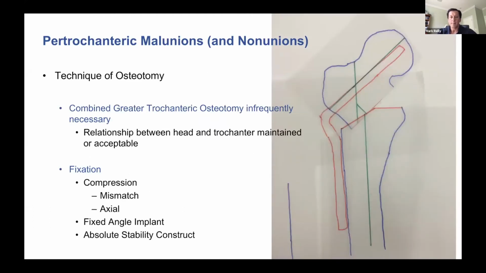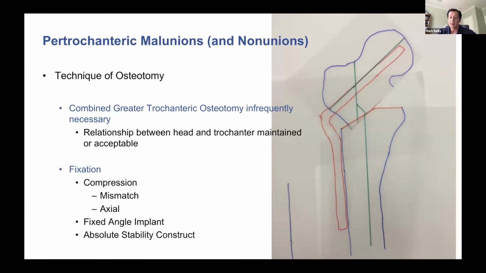So the osteotomy can be combined with a greater trochanteric osteotomy. The green line there on the plane is not the trochanteric osteotomy. That's an axial line for alignment. But it's infrequently necessary because in the intertrochanteric malunion or non-union, the relationship between the head and the trochanter is often maintained, or it's acceptable. And so oftentimes we can work with the proximal femur as a single piece.